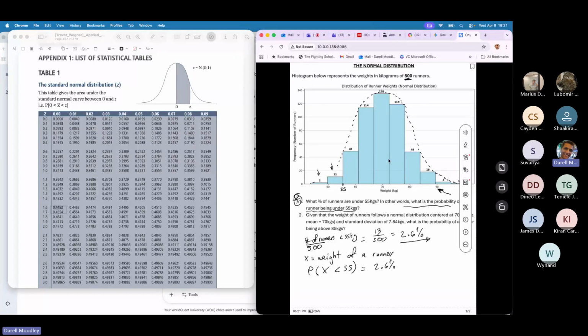And how did you do that? Well, you actually worked out the area. You see this bar goes up to there. You added the size of this bar to the size of this bar.